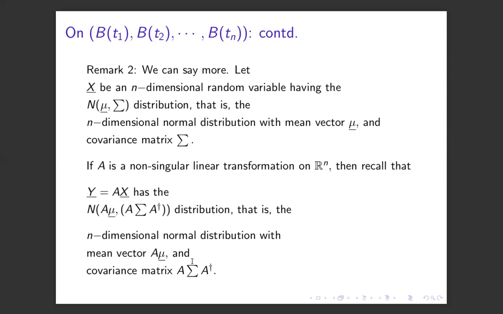Okay. So anyway, coming back to our thing, this Y here will have an n-dimensional normal distribution with mean vector A mu and covariance matrix A sigma A transpose. So with this information, let us see what we can say about the distribution of Y bar. Please note it down.